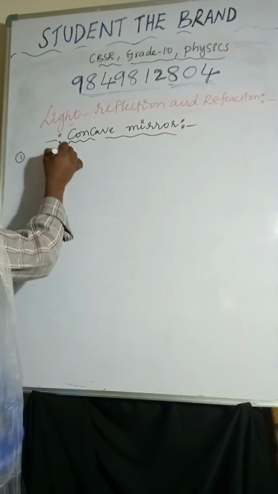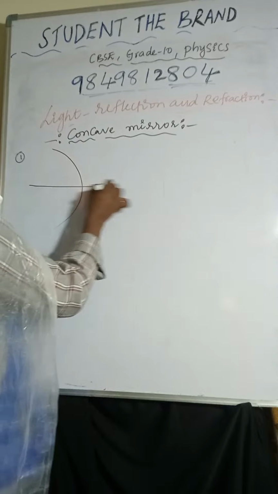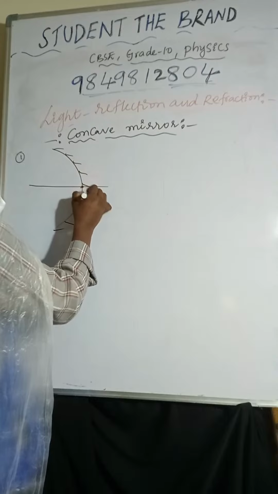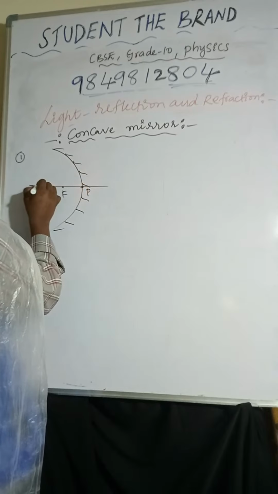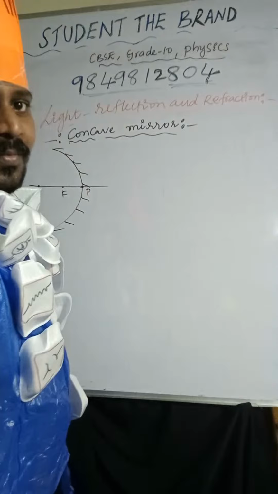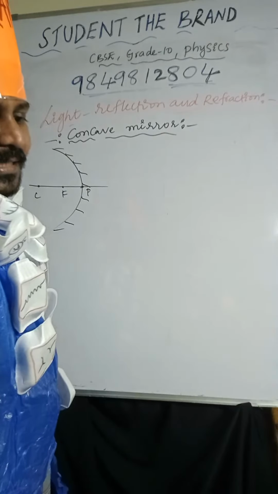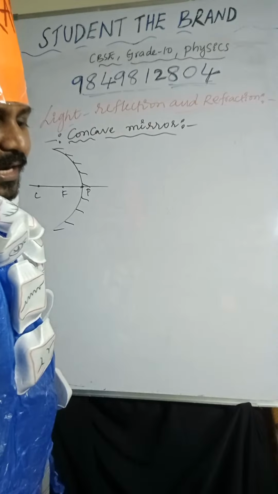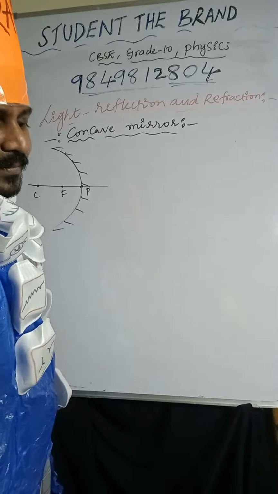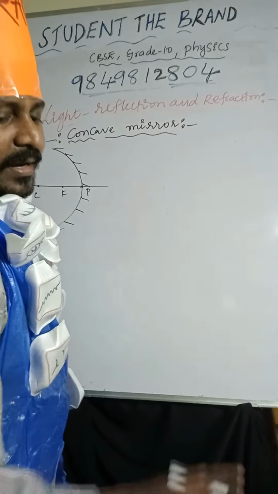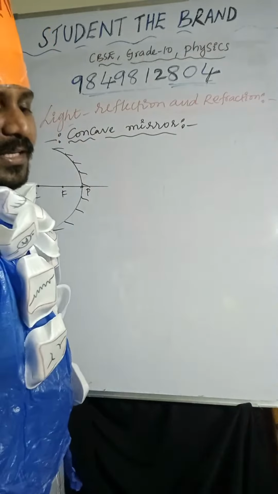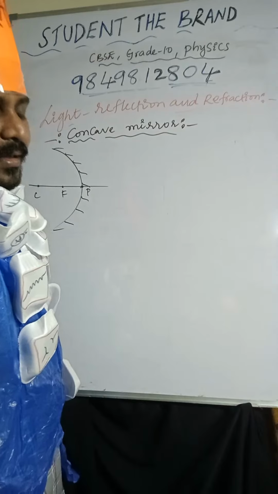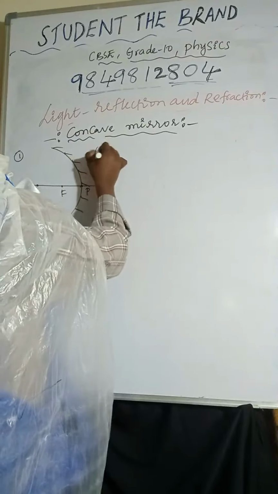First one. Pole, focus, center of curvature. Light rays are coming from infinity. After reflection, light rays... so the object is at infinity. Simply we can say object is at infinity.